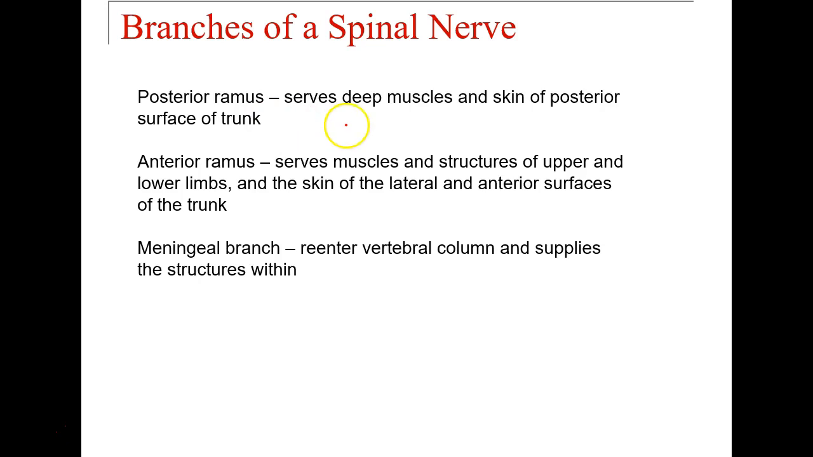So posterior ramus, we're mostly looking at serving the deep muscles and skin of the posterior surface of the trunk. Anterior ramus will be muscles and structures of upper limbs and skin of lateral and anterior surfaces of the trunk. Meningeal branch, we will re-enter the vertebral column and supply the structures within.